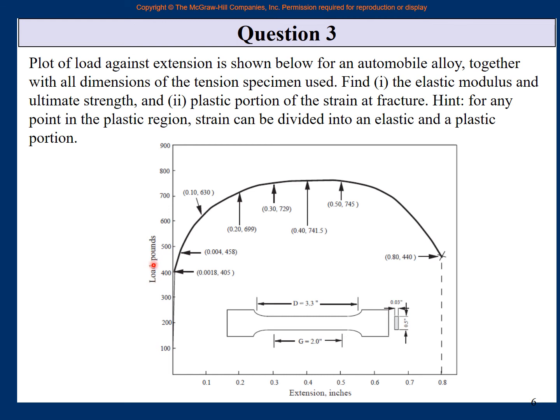Load is a force in pounds, and extension, the change in length, the increase in length, is in inches, right? So it is a pounds inch system. It is not a kilonewton meter system. That is one thing. And it is not a stress, force is given, and it is not a strain, only distance is given and the curve is there. So for each point that is given, this is the force in pounds, and this is the extension, the change in length, in inches.